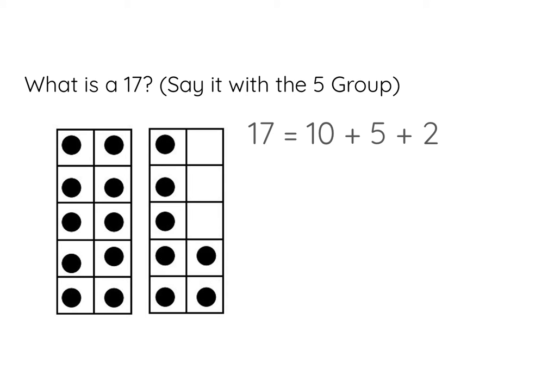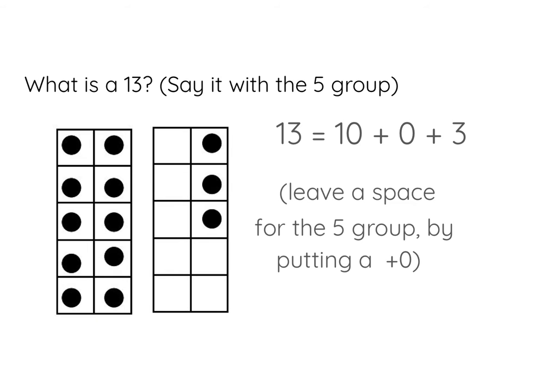What is a 17? We're going to say it with the 5 group. Notice we have a 10 and a 5 and a 2. So we say 17 equals 10 plus 5 plus 2 because we're going to use those 5 groups to help us do some great math.